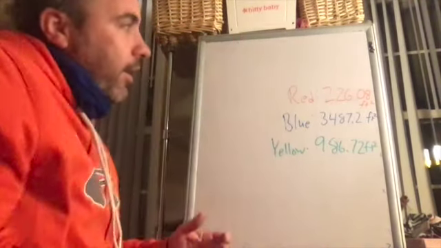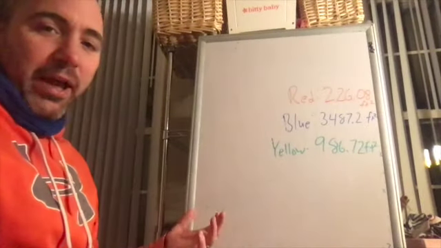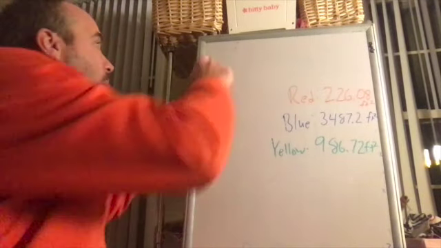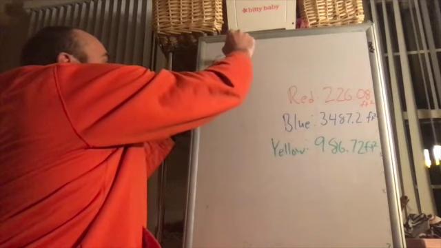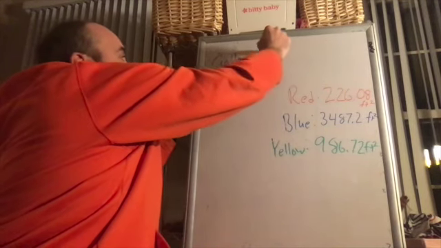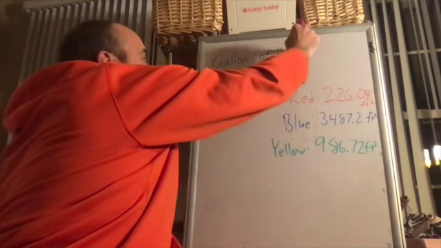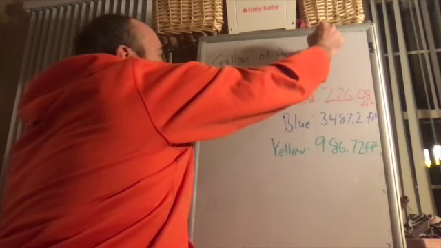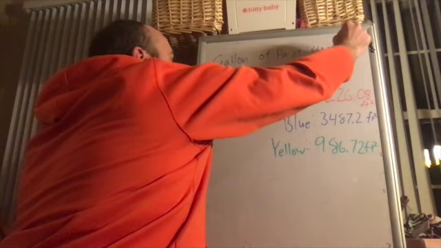So a basic gallon of paint is going to cover about 400 square feet.